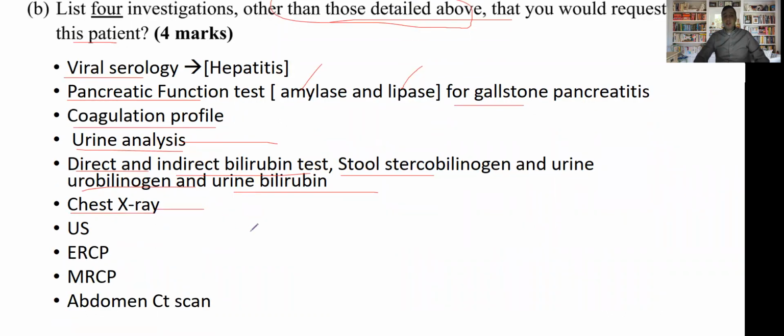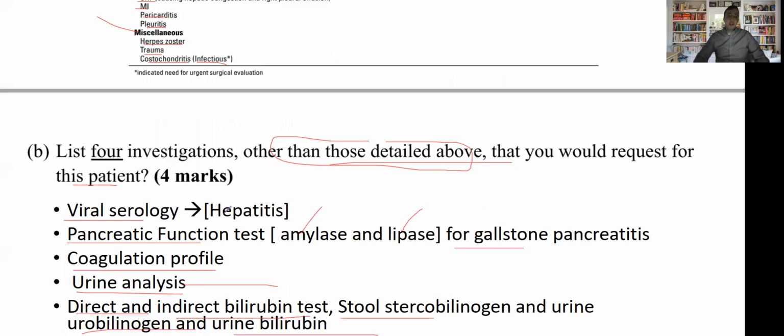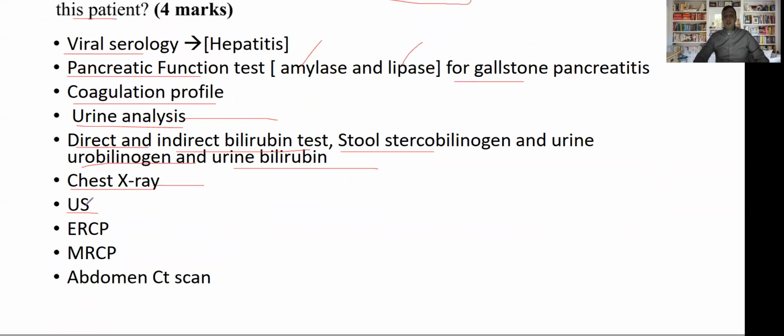Chest X-ray is very important here to rule out cardiopulmonary causes for this right upper quadrant pain. Ultrasound here is very important for gallbladder stone, for acute cholecystitis. Ultrasound is very sensitive and highly specific for this pathology. There is another test called HIDA scan, but HIDA scan is rarely done nowadays. HIDA scan is more sensitive, and I think more specific even for acute cholecystitis, but ultrasound is less invasive and more commonly used nowadays.